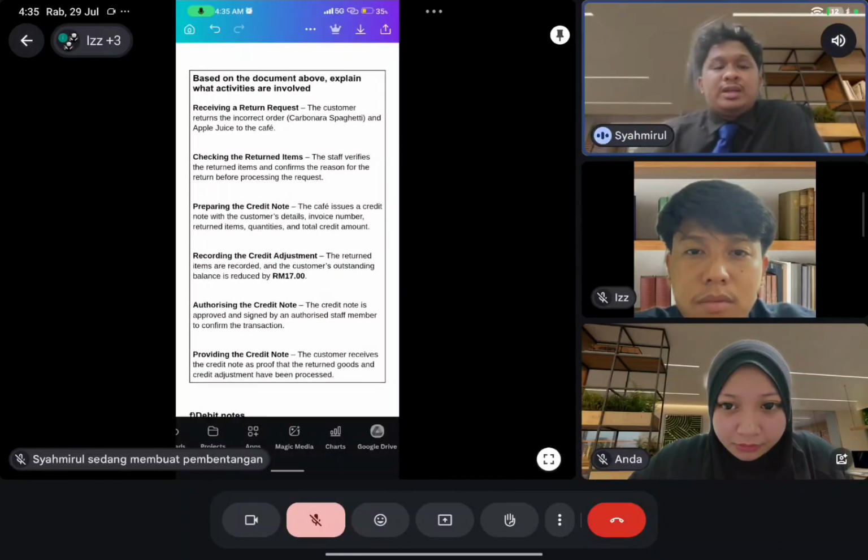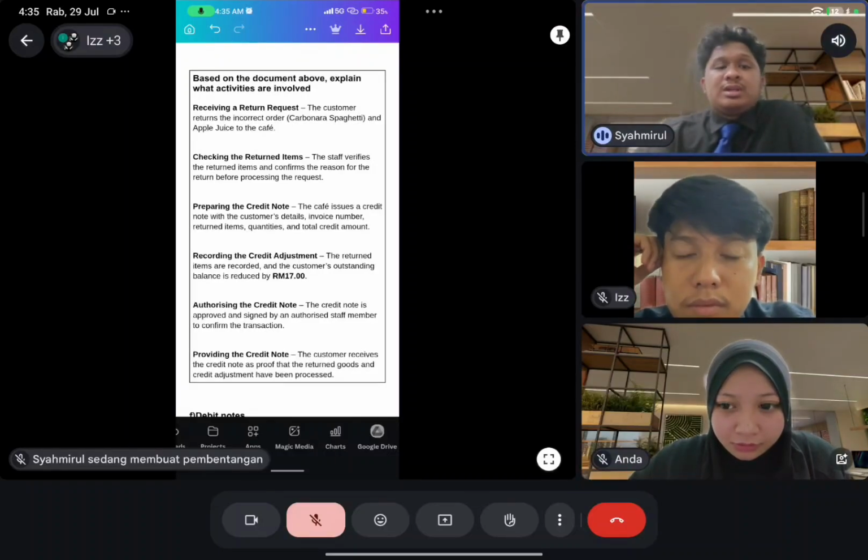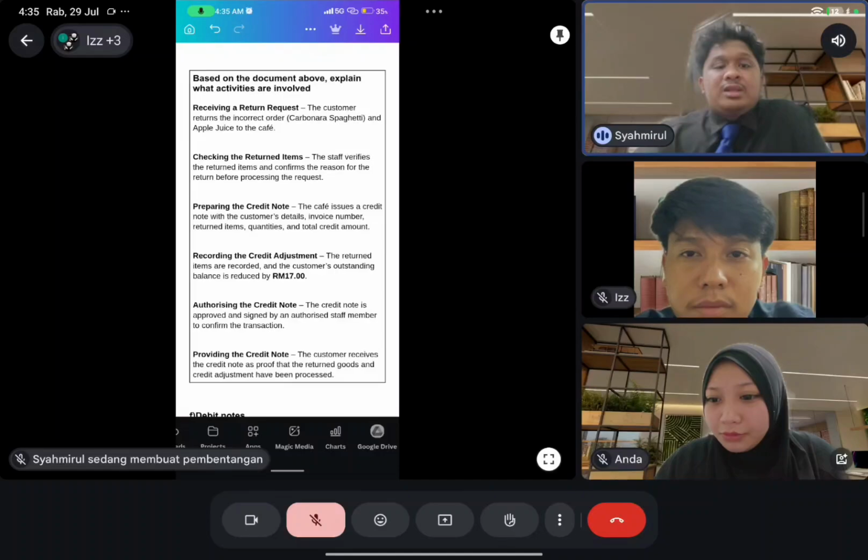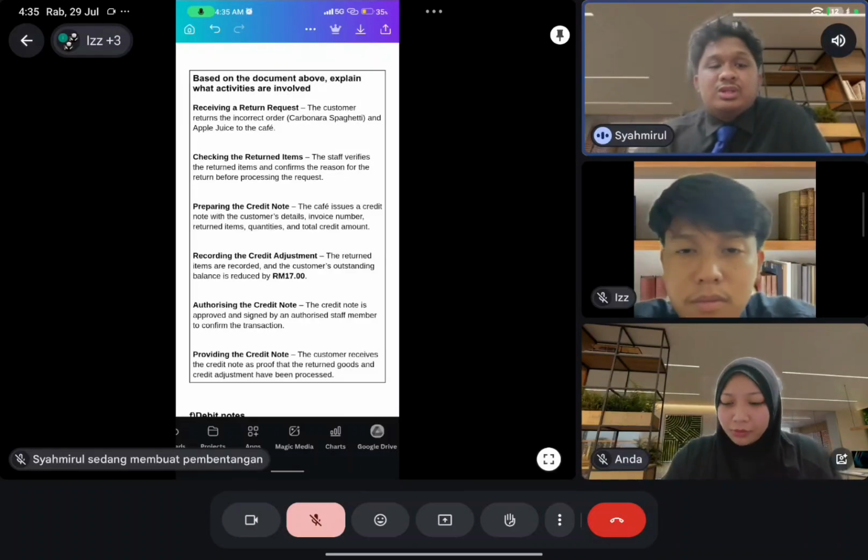What activities in the credit note are involved? Receiving a return request: the customer returns the incorrect order, carbonara spaghetti and apple juice, to the cafe. Checking the return item: the staff verify the returned item and confirm the reason for the return before processing the request.